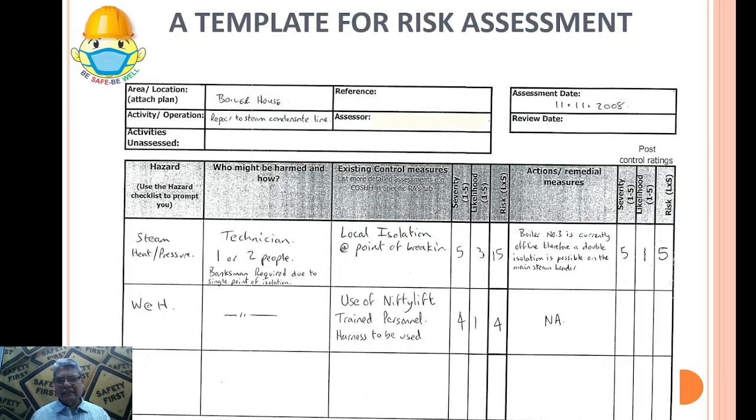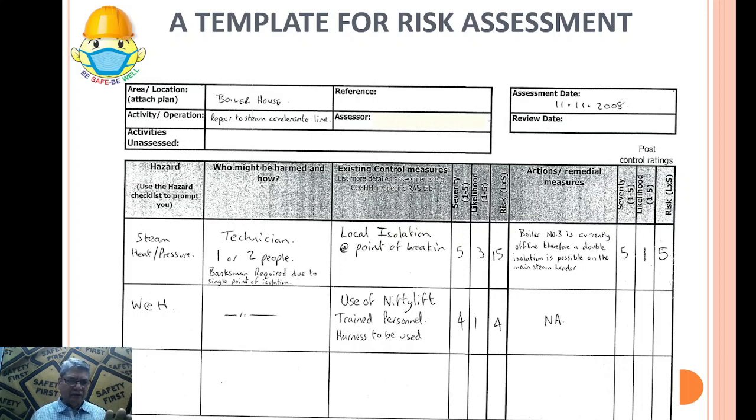They have done the risk assessment, and with their present controls, the assessed risk is 15, that is, 5 is the severity and likelihood is 3, so it is 15. They have decided certain actions, remedial measures, so the likelihood has been reduced to 1, the severity is the same, 5, so the risk rating has reduced to 5.